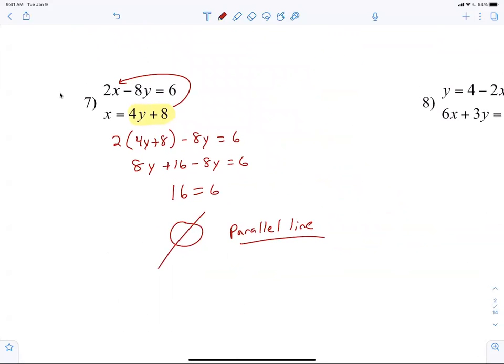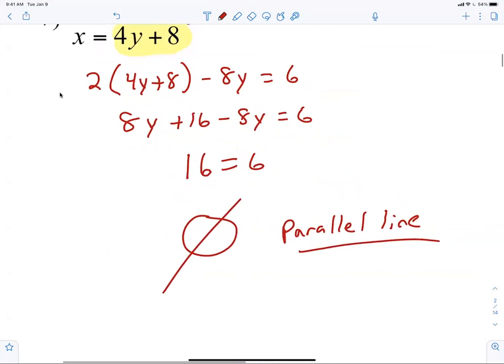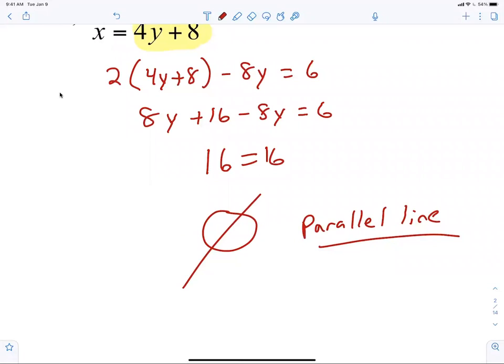Why would it be no solution? Can 16 equal 6? That's a false statement, true? Whenever the variables cancel out, it's either an infinite number of solutions or no solution. If it creates a true statement, it's an infinite number of solutions. It means it's the same line. If it creates a false statement, it means they are parallel. You with me on that? They just can't be equal. If I would have said 16 equals 16, that then would be the same line.